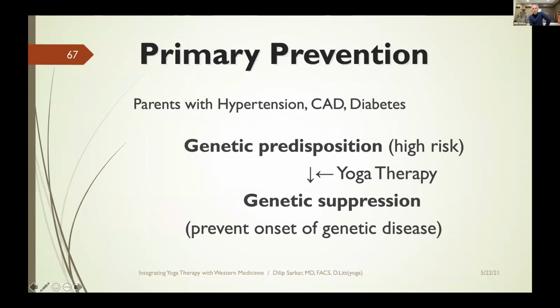So it's primary prevention. That means a person who has a genetic predisposition creates a relaxation response. It causes a genetic suppression, called primary prevention, which prevents onset of the disease.